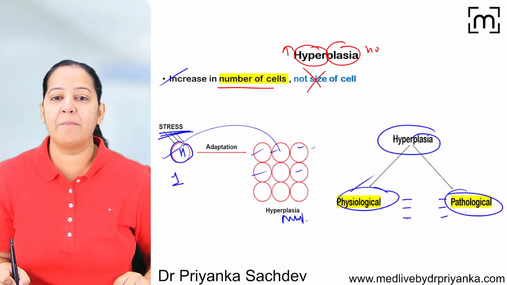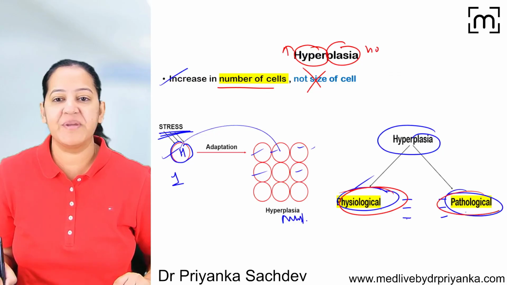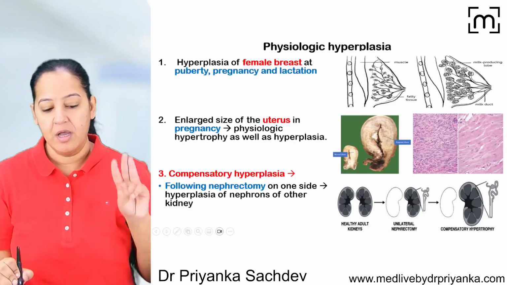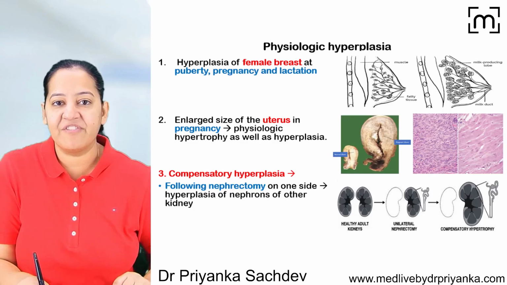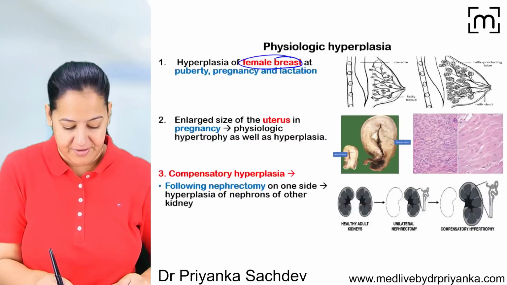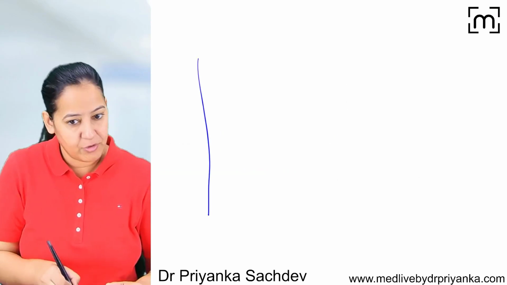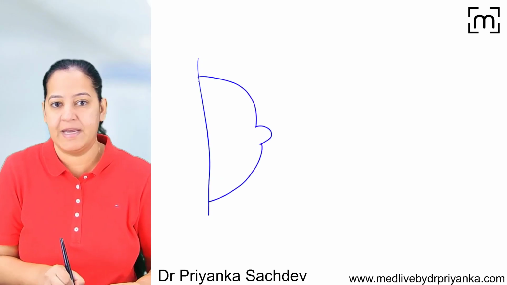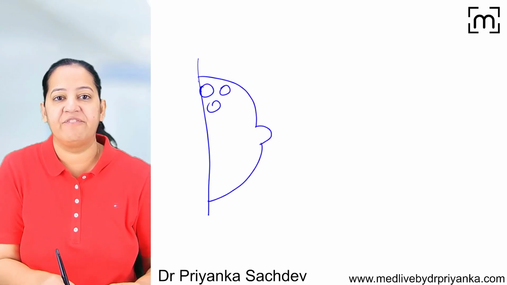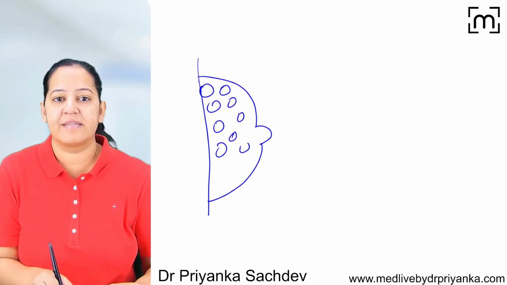Now tell me 3 examples of physiological hyperplasia and 3 examples of pathological hyperplasia. What are the 3 examples of physiological hyperplasia? The first example is the female breast. Let me draw the female breast. This is the pectoralis muscle and this is the female breast I am drawing. This is the nipple. These are the cells inside the female breast.